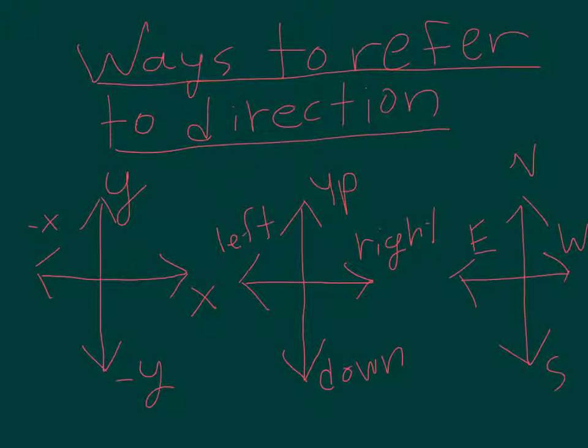For example, if something were to move in this direction, it's fair game to say that it's moving in the positive x direction. Or I could say that it is simply moving to the right. Or lastly, I could say that this thing is moving to the west. These are all equally valid ways of expressing direction.